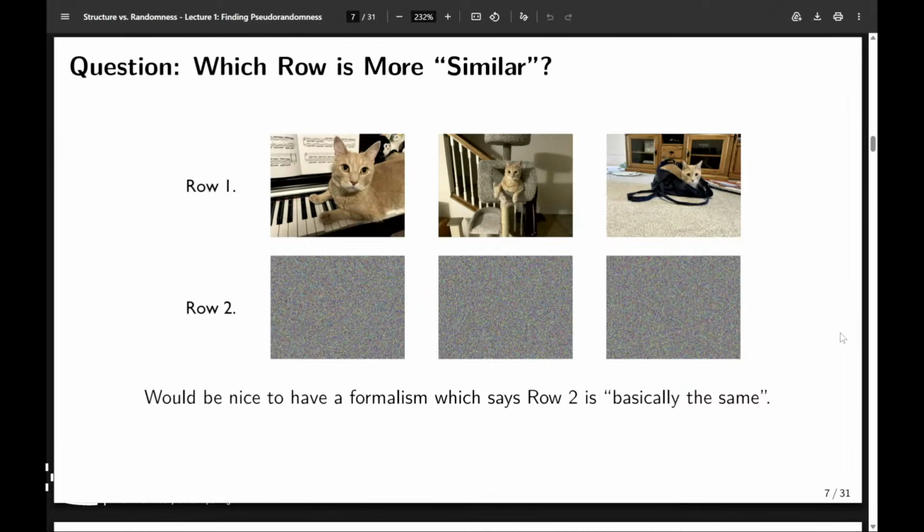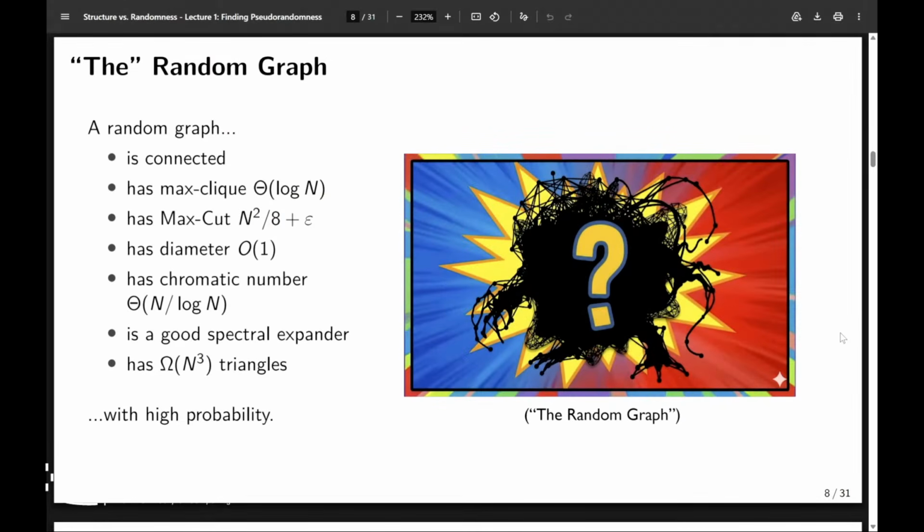We'd really like to have some framework where it makes sense to say, okay, these are all really just like the random picture, roughly. And here's some elaboration on this: what does it mean to think about randomness for a deterministic object? Here are just a bunch of fun facts about a random graph G(n,1/2) that hold with high probability. If you draw a random graph from G(n,1/2), all these hold with high probability.